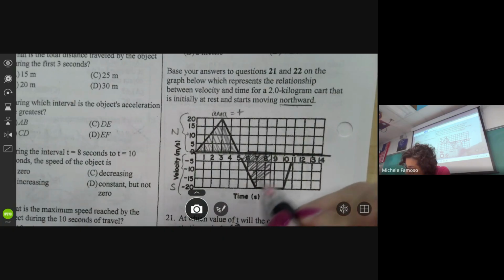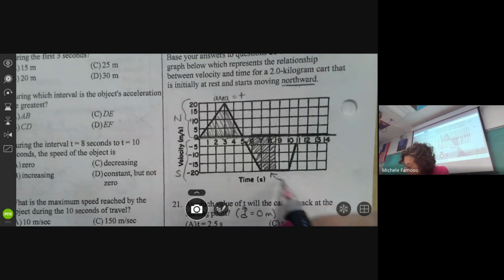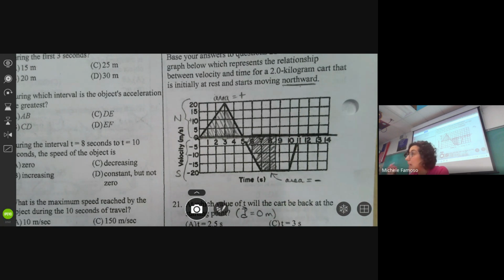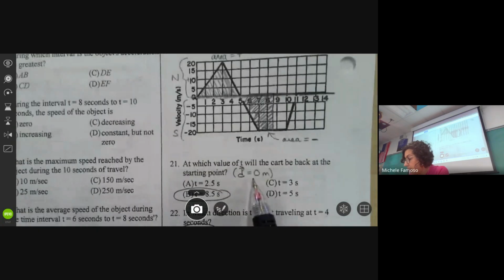There is the area. It's below the x-axis. That area is a negative area. And it would just so happen, if I calculated it, which I'm not going to, that this positive amount and this negative amount should be exactly equal. And that would give me a 0 displacement.